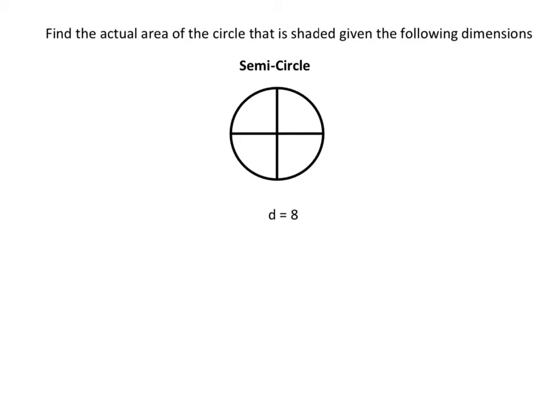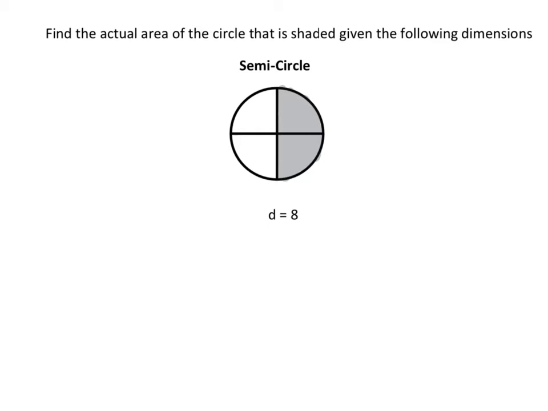So we're given that it is a semicircle. So now let's shade in what a semicircle is. Semi means half. So we're going to shade in half of the circle. Now we need to find the actual area. So we're given diameter is 8. So all the way across is 8.